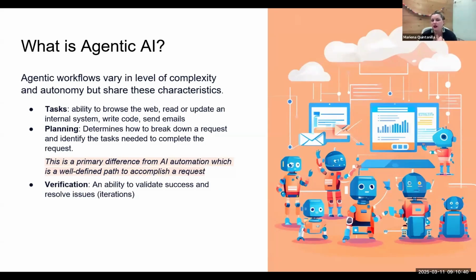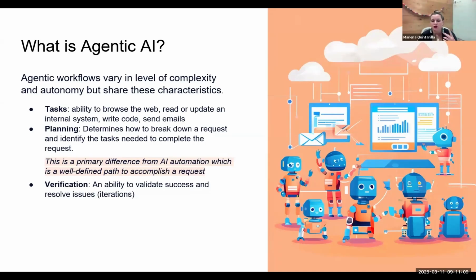The second piece is planning. It has the ability to think about how do I actually accomplish this task, sort of some reasoning type capabilities you can think about. And then the third is verification, the ability to sort of validate, did I do what I was supposed to do? And if not, complete another iteration or a cycle. So for like a coding agent, it would be one that would check its code and maybe fix a bug it would find, for instance.